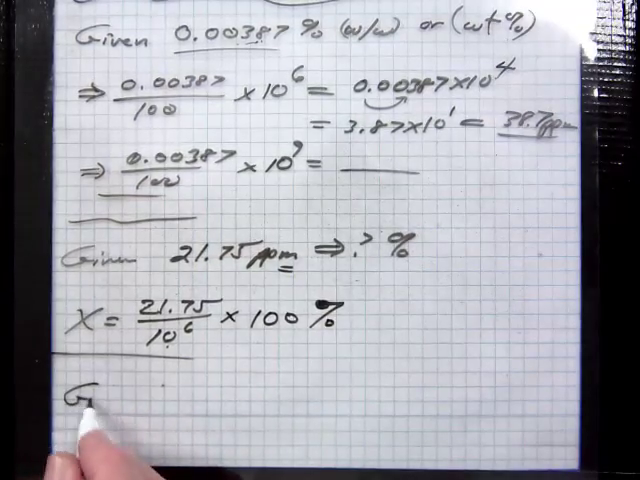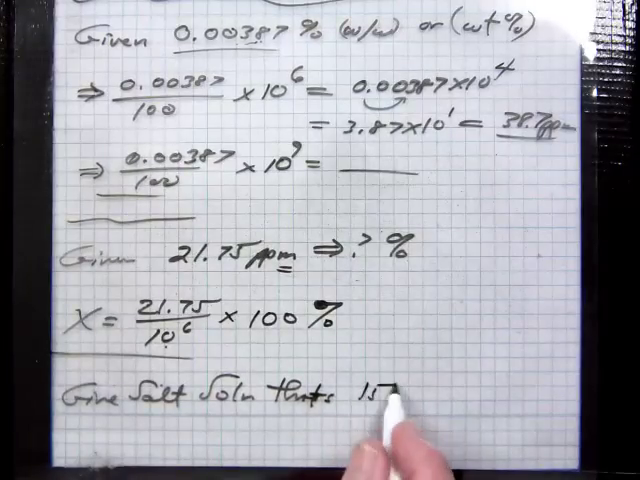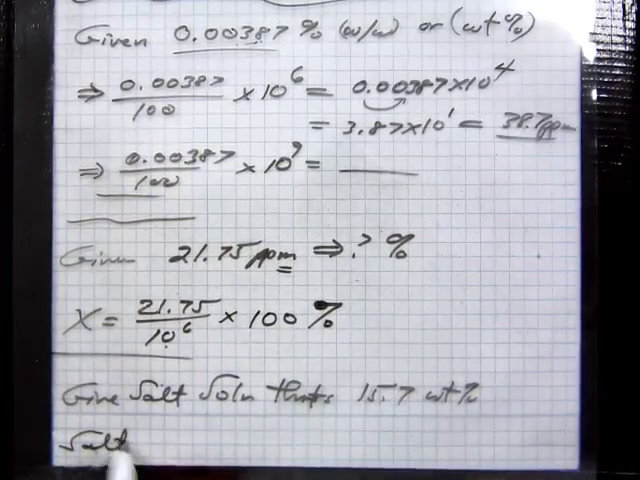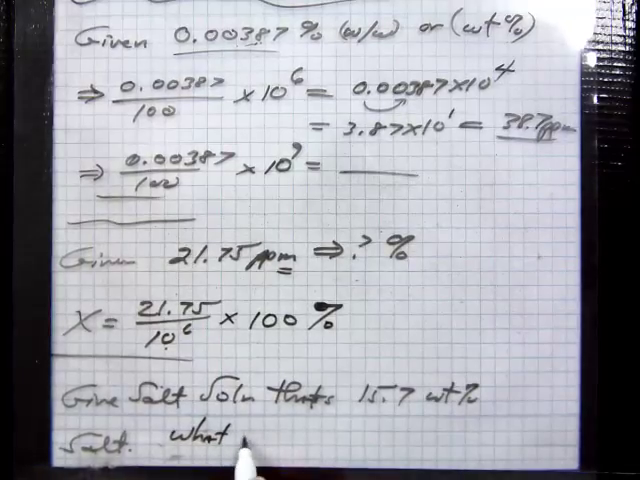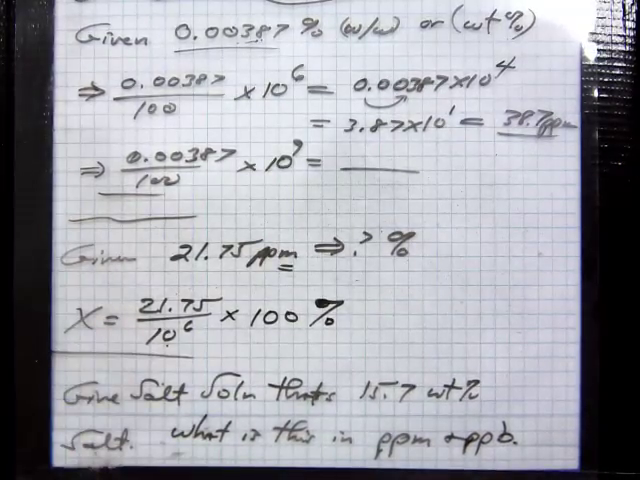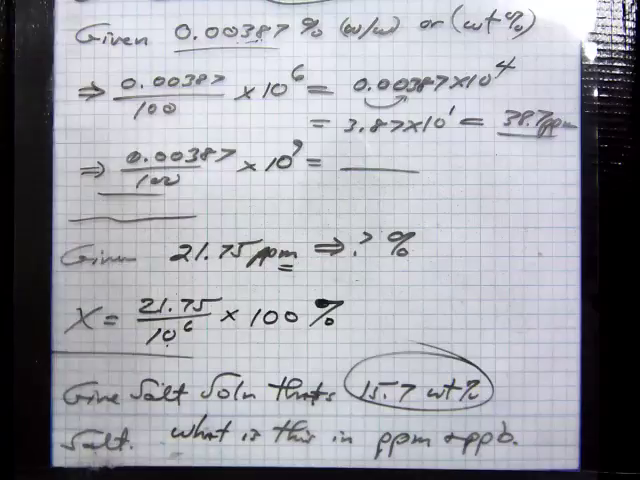Let's say you're given a salt solution that's 15.7 weight percent salt. What is this in parts per million and parts per billion? That's kind of obvious. It's very basic. So by recognizing what 15.7% means, all you got to do is multiply times 10 to the 6, you're through. Or 10 to the 9th, you're through. That make sense? Okay. Don't make it more complicated than that. That's the objective of this: to convert from parts per million, parts per billion, percentages back and forth.